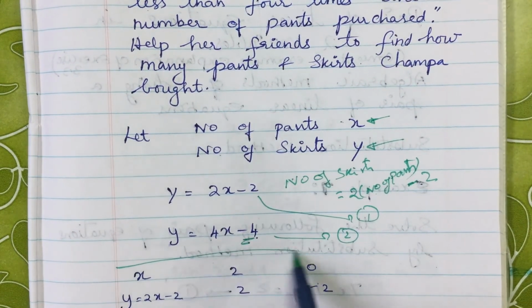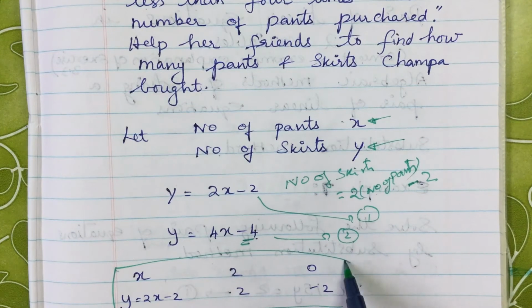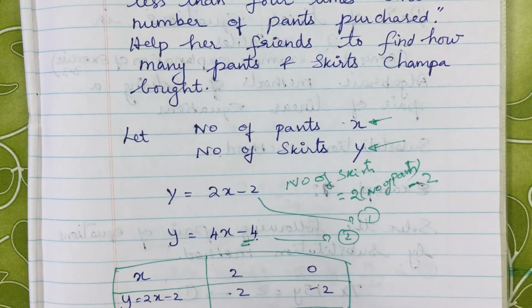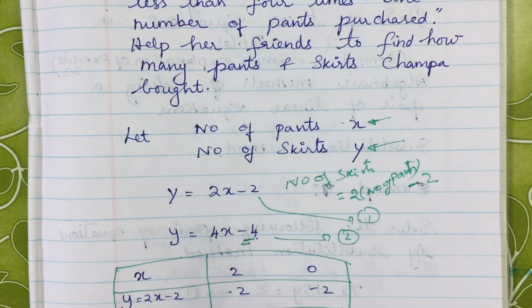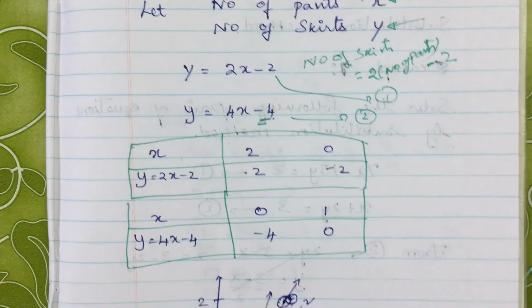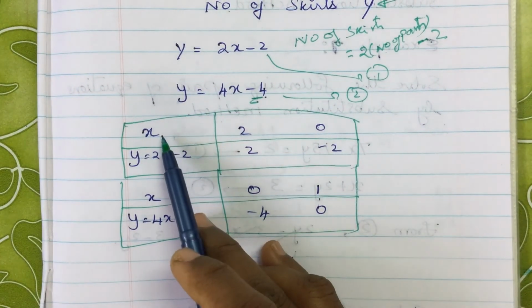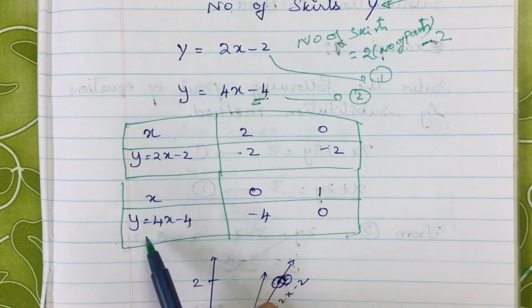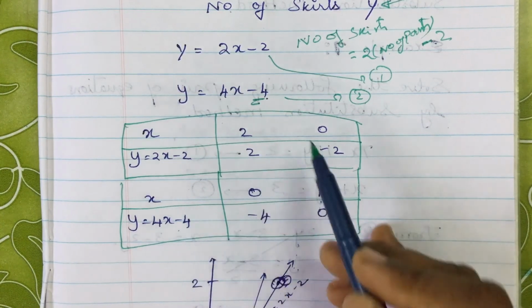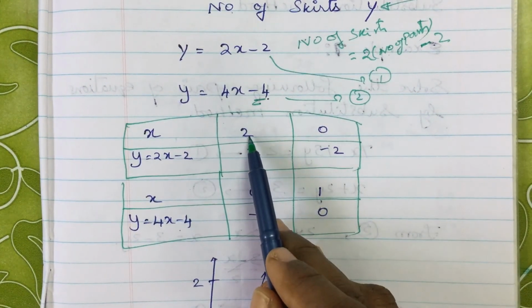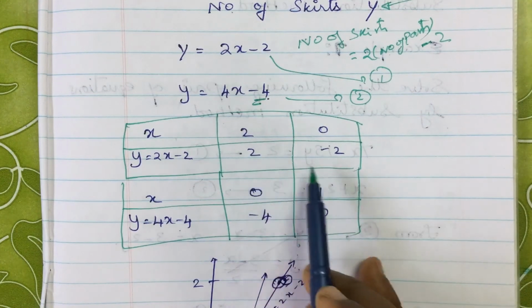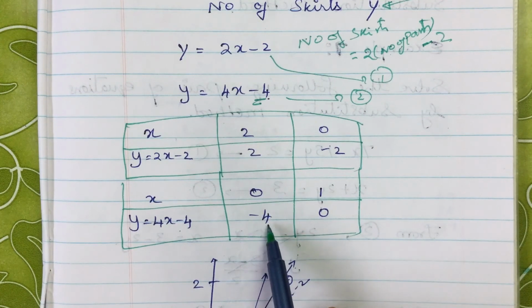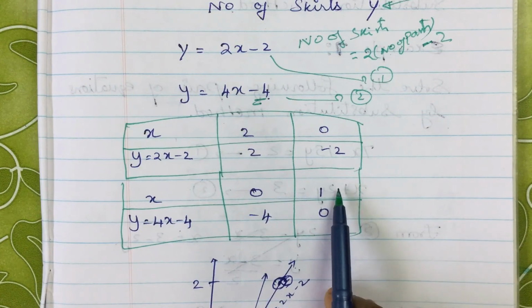So performing the regular procedure here, I am putting up a table in order to tabulate the x and y values. First equation is y is equal to 2x minus 2. Similarly here, my second equation is y is equal to 4x minus 4. So what I do here, I substituted x as 2 and x as 0. So I got y as 2, y as minus 2. Similarly here, for substituting x as 0, I got y as minus 4. Then you substitute y as 0, you will get x as 1.